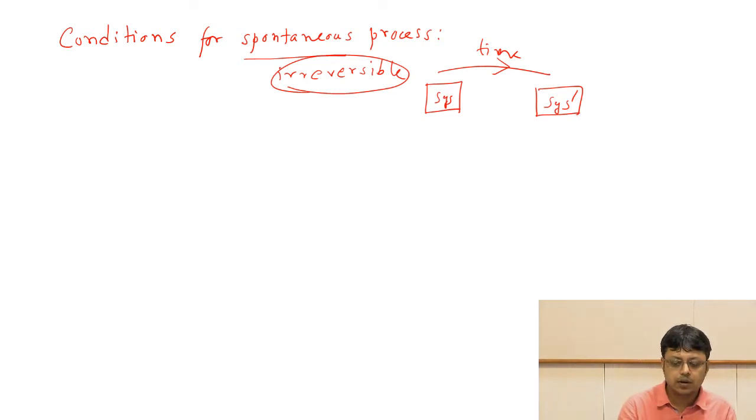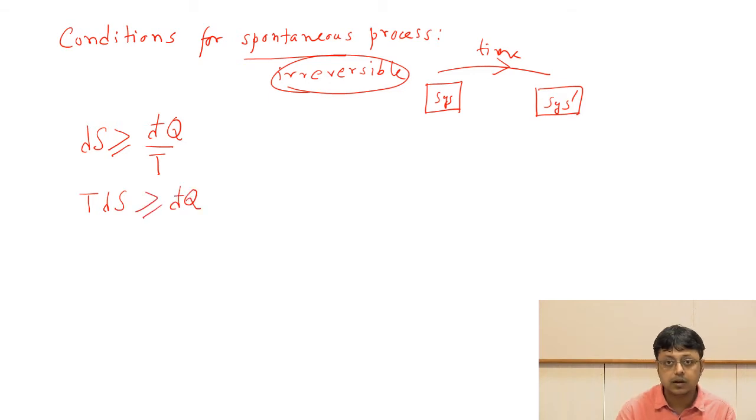Now let us understand the conditions for spontaneity. We already have it: this dS, remember it's the dS of the system, must be greater than or equal to dq by T. Now we can rewrite it, as we already wrote it in a different fashion, as TdS greater than or equal to dq. The greater than sign means it is a spontaneous process, and equal to means it is at equilibrium, which means it's a reversible process when the system is in equilibrium.